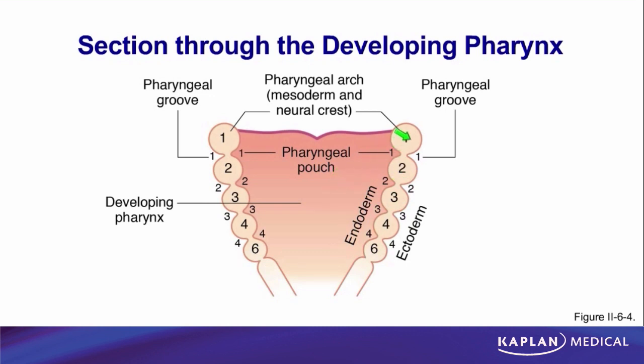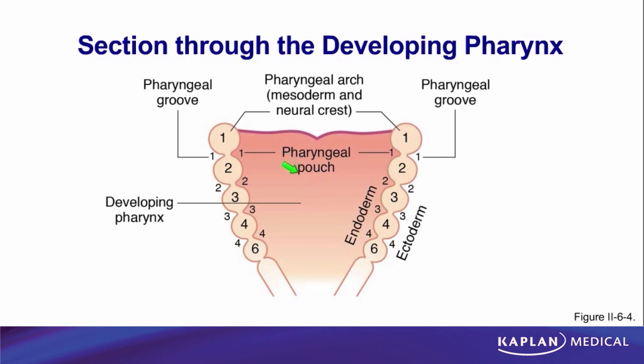You see that there are 5 arches, but they are numbered 1, 2, 3, 4, and 6. The reason for that is that lower species have 6 arches. We only have 5, but we know that the one that we're missing is the 5th. So we number them 1, 2, 3, 4, and 6 so that we can make the corresponding understanding between us and other species. And then the grooves and the pouches are numbered according to the arch in front of it. Okay, so let's try to understand what's happening here.